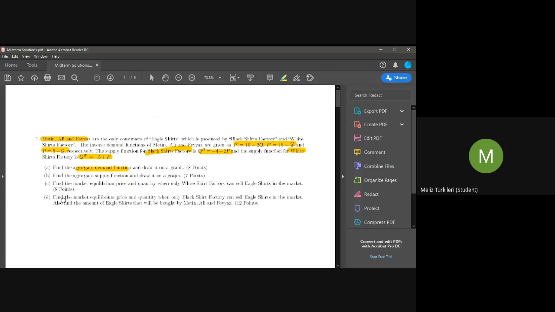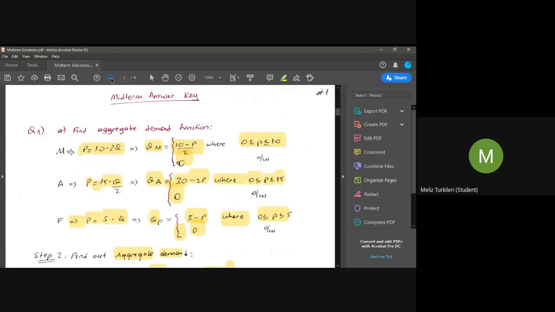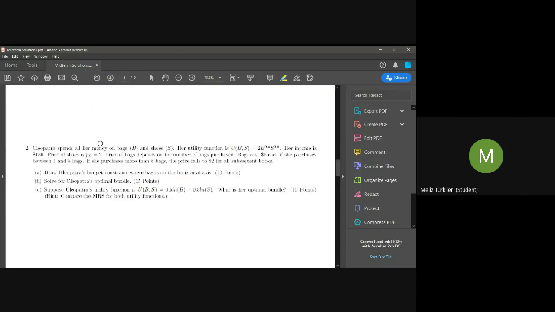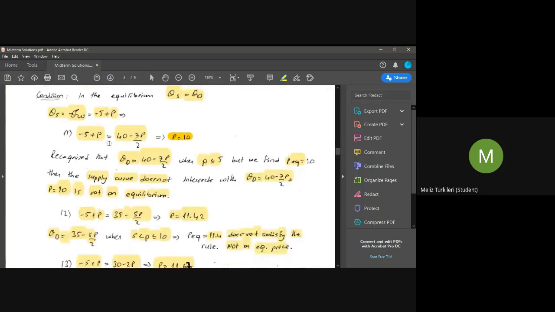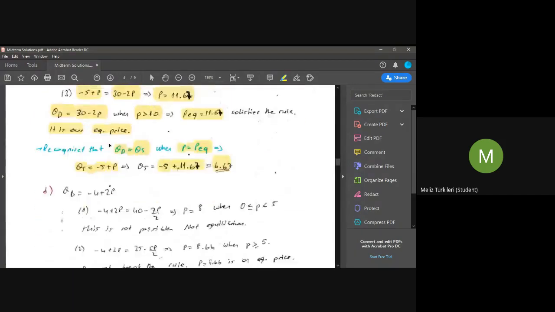For the D part, find the market equilibrium price and quantity when the Black Short factory can sell Eagle shares. Okay, we are going to do the same calculations. Now our supply function equals the Black Short factory's supply equation. Also find the amount of Eagle shares that will be bought by Metin, Ali and Fayaz. Okay, let's do this now. We are going to do the same thing for the D section.